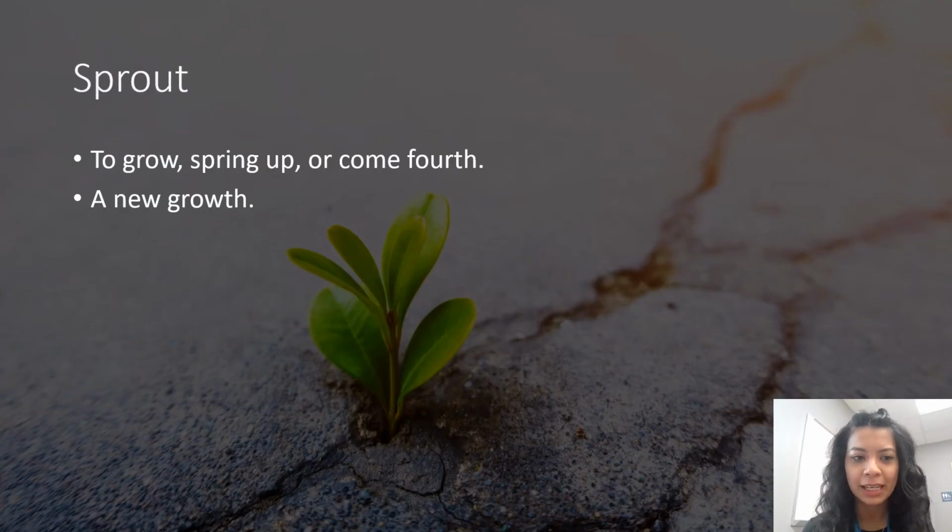Our next word is sprout. And a sprout means to grow, to spring up, or to come forth. So it means that something is growing, a new growth. Here we see a little plant and we see that the leaves are starting to bloom. So they're starting to grow. They're coming forth of the new plant.